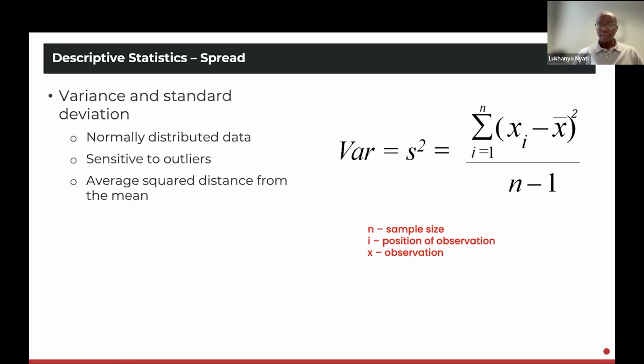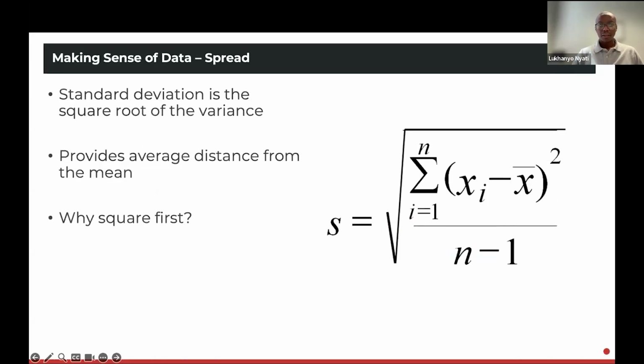The reason why you divide by n minus 1 is because you've already used up a parameter of your data in the mean. So you're accounting for this one parameter that you have used in your data.